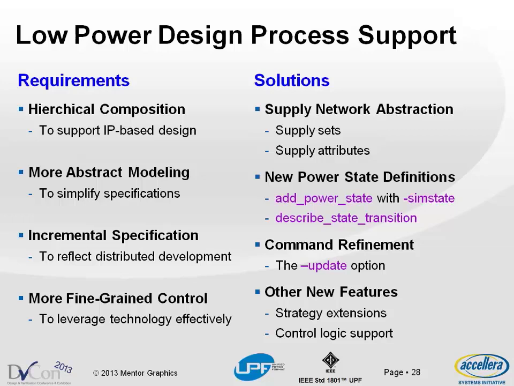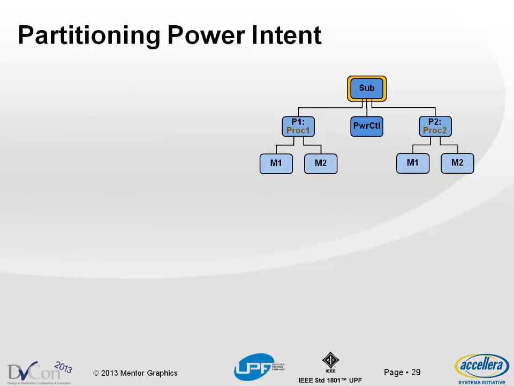Command refinement approaches this incremental specification problem with a -update option, which allows you now to layer information by extending a command with more information. And there are some other new features that we'll cover briefly, some strategy extensions I mentioned earlier, and the control logic support. So here's back to my example from before.